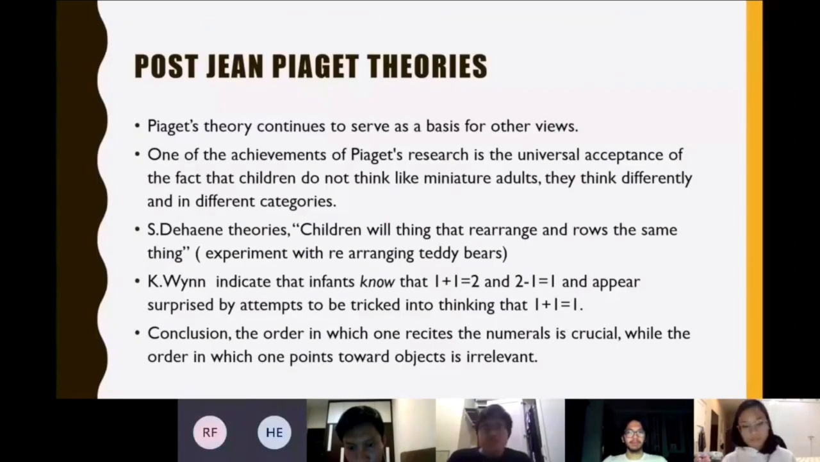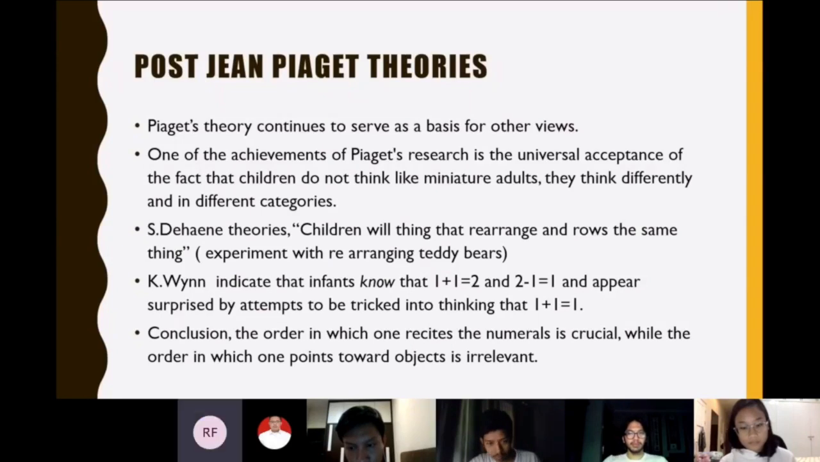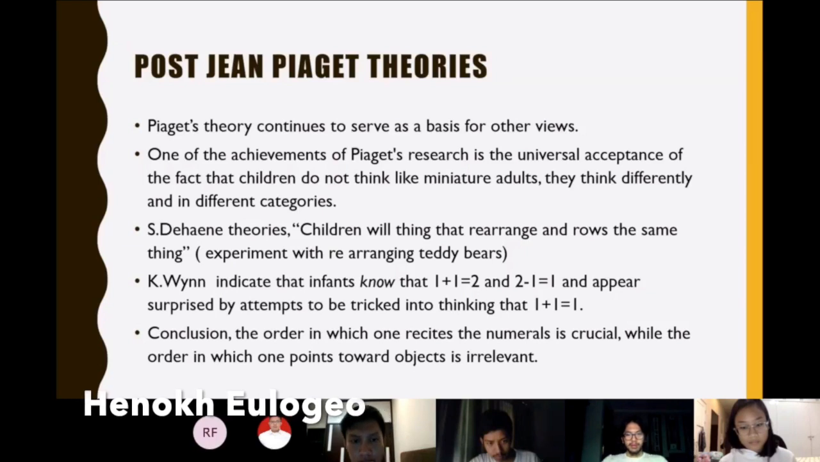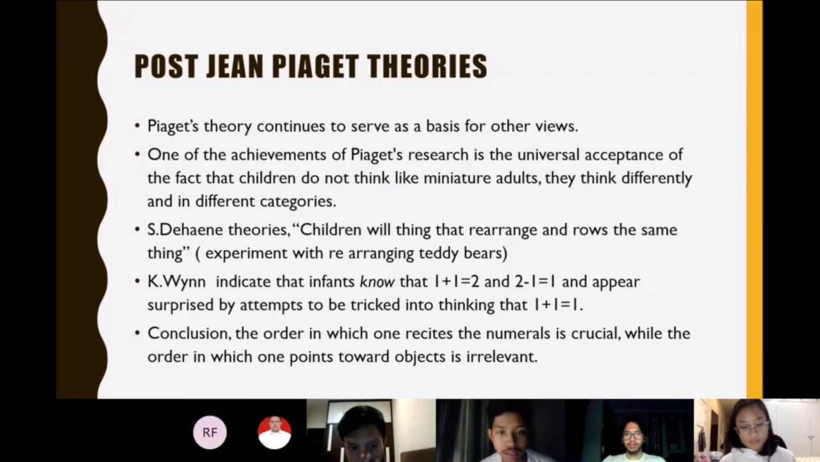So the next slide is about post-Piaget theories. The Piaget theories continue to serve as a basis for other views. One of the theories is that children do not think like us as adults. They think differently and in different categories. There are two scientists that continue with these theories.